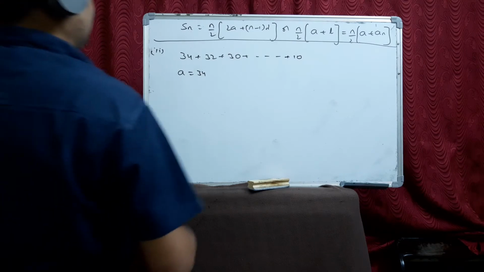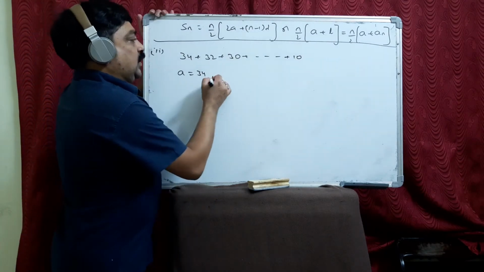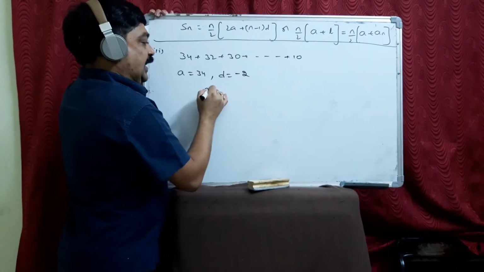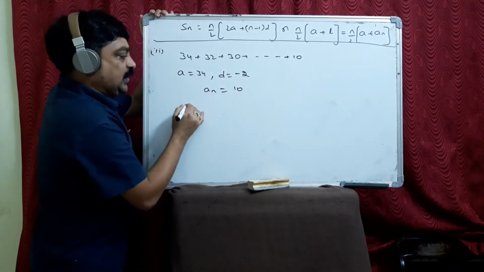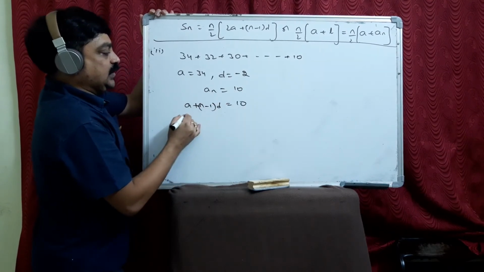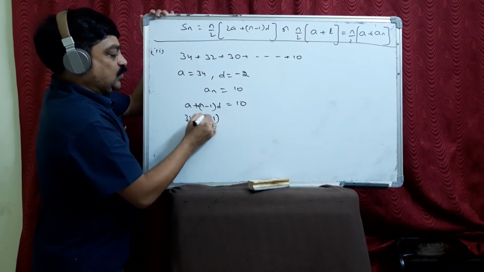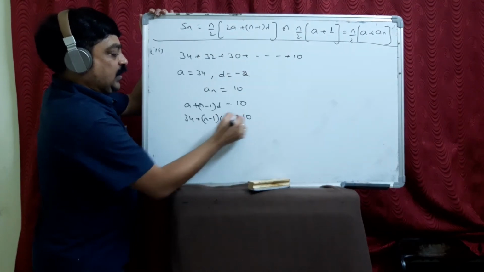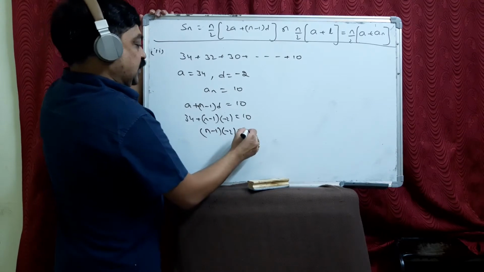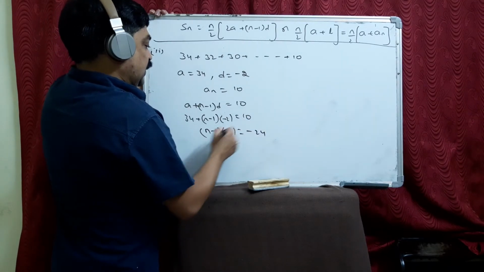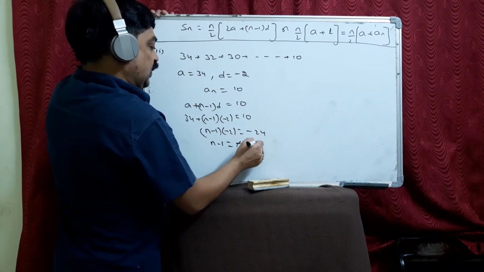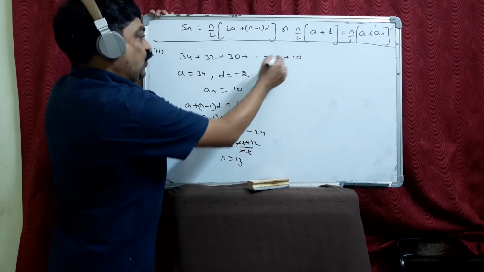The same process we do for the second one. A is 34, D is 32 minus 34, that is minus 2, and an is equal to 10. An means a plus n minus 1 into d is equal to 10. A is 34, n minus 1 into minus 2 is equal to 10. Bring 34 to that side. N minus 1 into minus 2 is 10 minus 34, minus 24. N minus 1 becomes minus 24 by minus 2, it becomes 12. So n is 13.